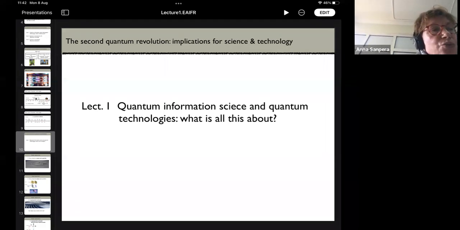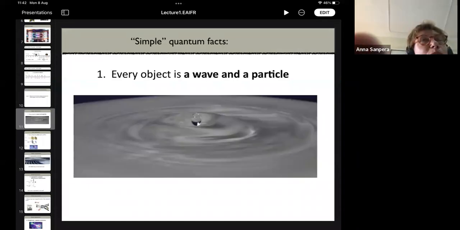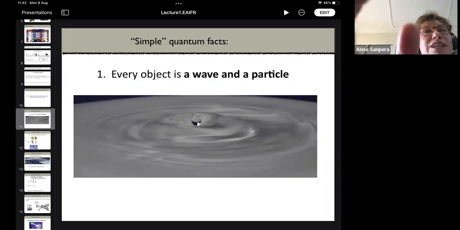And which are these laws of quantum physics? The laws of quantum physics are many, but for me, there are 4 which are very important. Like these 4 truths that everybody should know. It's that every object is a wave and a particle. This is something that we know. So this is already since de Broglie.